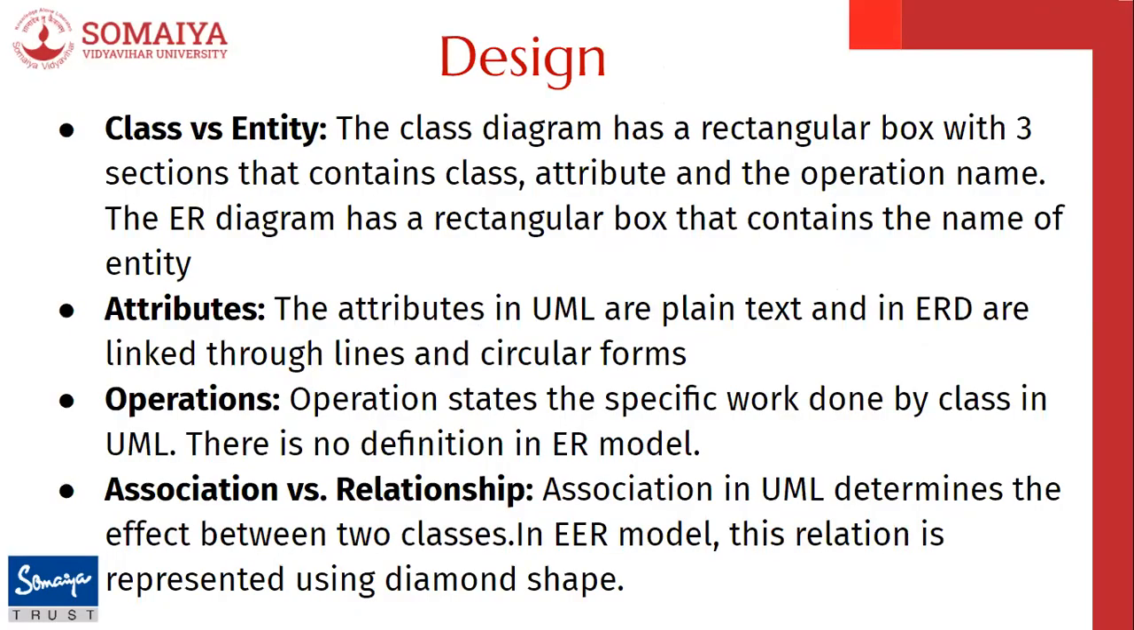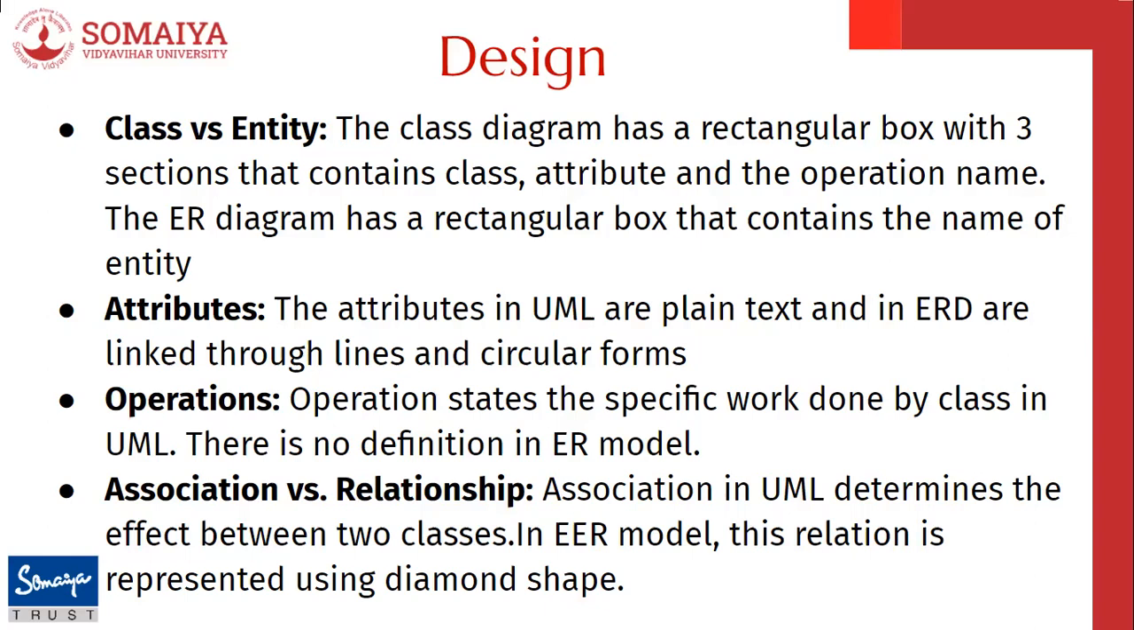Class versus entity. The class diagram has a rectangular box with three sections that contains class, attributes, and the operation name. The ER diagram has a rectangular box that contains the name of entity. Attributes. The attributes in UML are plain text and in ERD are linked through lines and circular forms. Operations. Operation states the specific work done by class in UML. There is no definition in ER model.